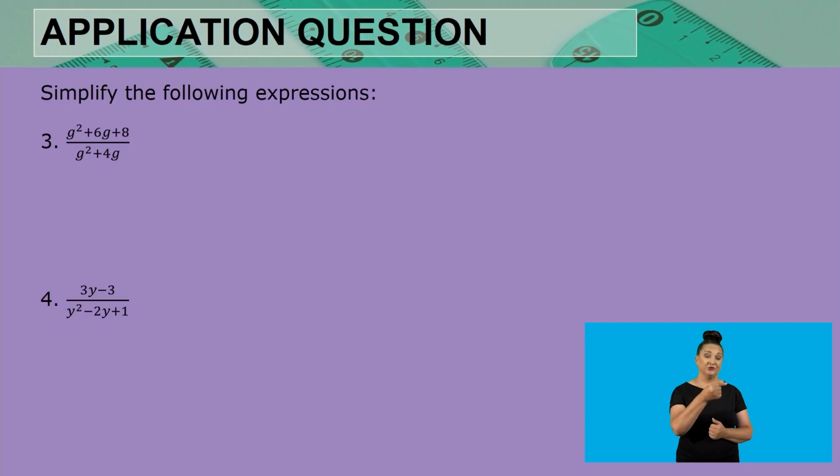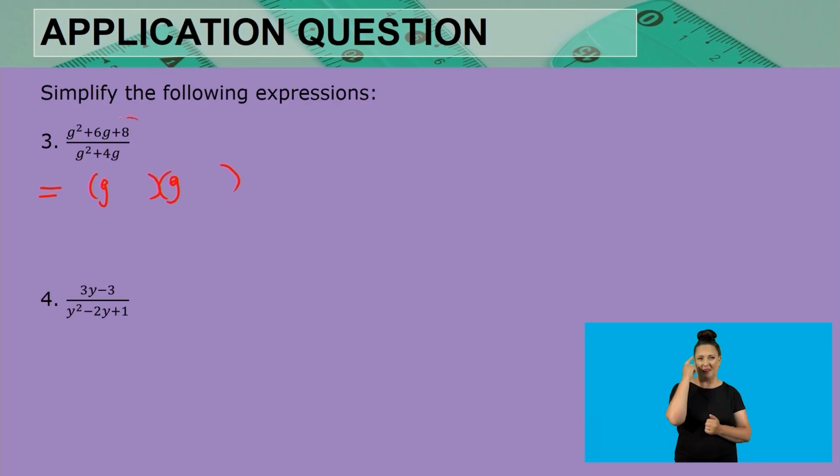We have g squared plus 6g plus 8, all divided by g squared plus 4g. So when we look at the numerator there, we can see that that is a trinomial. Immediately, we know that we must have 2 brackets. We are going to have g in both of the brackets.